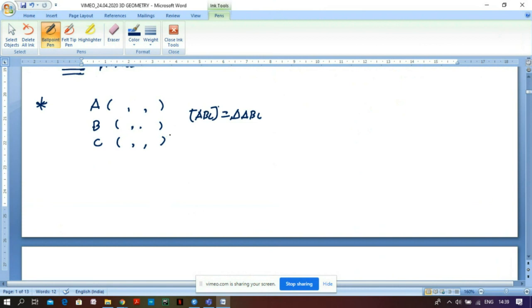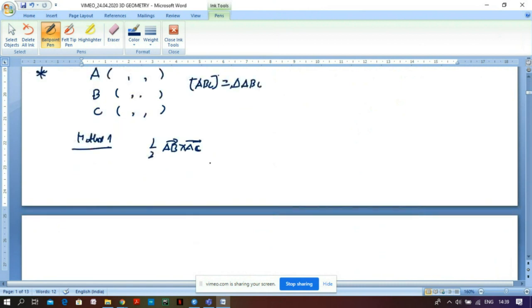Now if I give you that ABC are points, I can of course do method 1. Method 1 could be that I write half AB cross AC, means I can go to vectors, which I have already done, and so I can use half AB cross AC. Or in some situations, if you find that there is some symmetry, we can use some other argument. This example tells you that only.